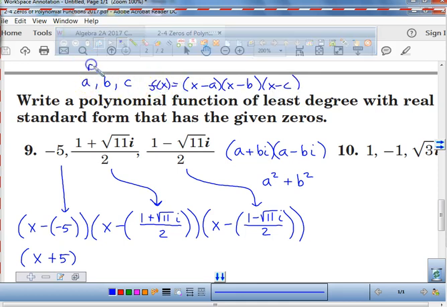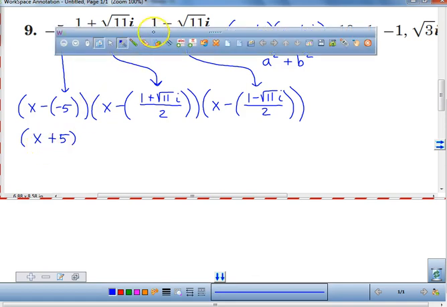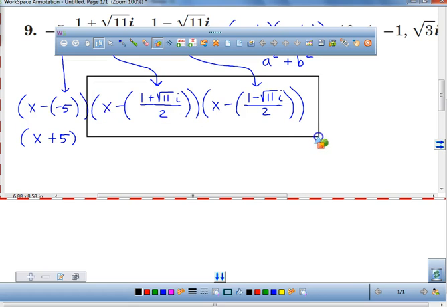If these were the roots, all of these would be the factors. And that's what we're doing. We're building it, and then we're going to be multiplying things together. Now this one was easy. That just became an x plus 5. The one that's difficult to multiply is this right here. Okay? So we're going to take our time, and we're going to multiply things out nice and neat.